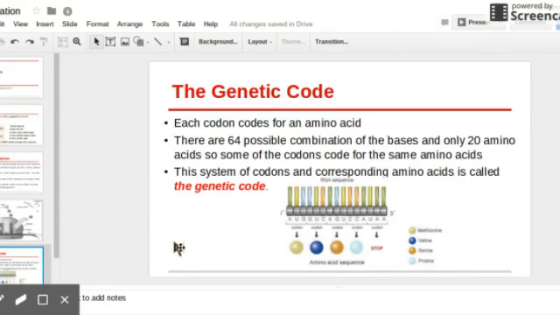So a little bit about the genetic code. Each codon codes for a specific amino acid. There are 64 combinations of the bases, but only 24 amino acids. So some codons code for the same amino acids.